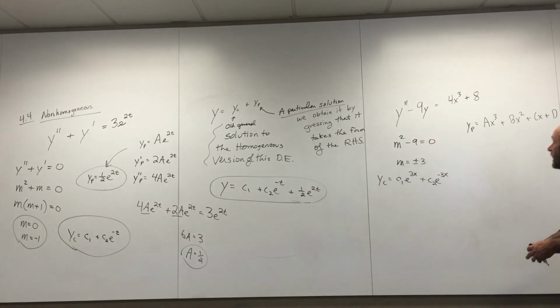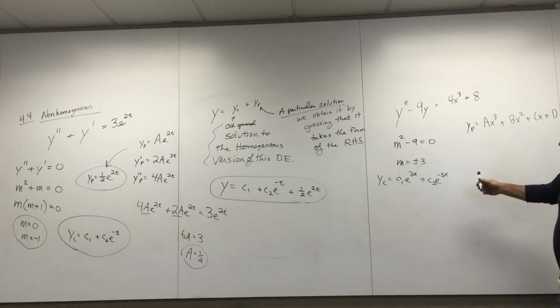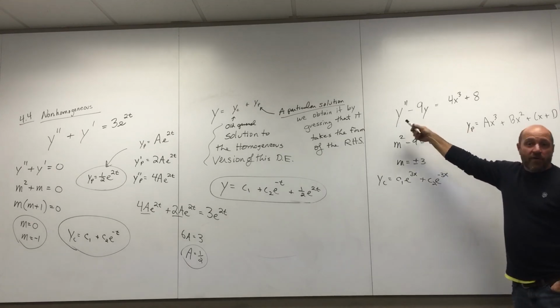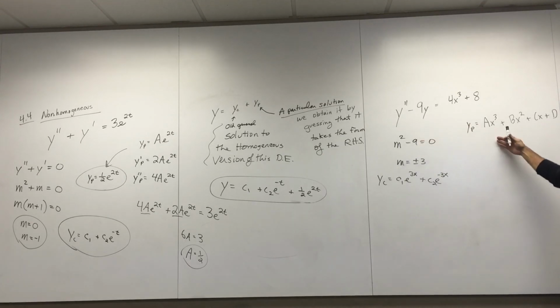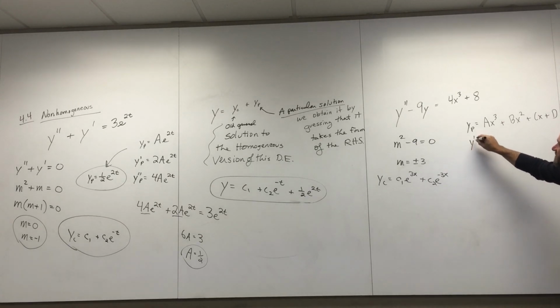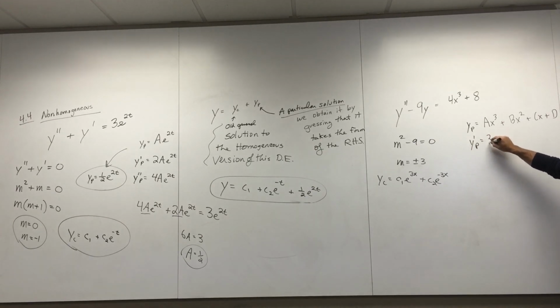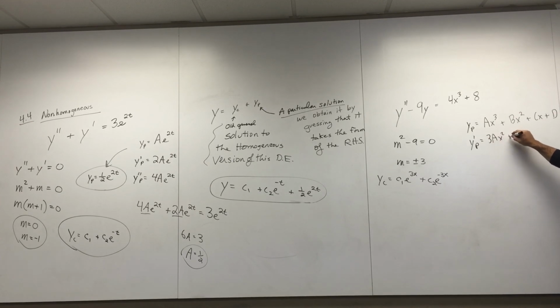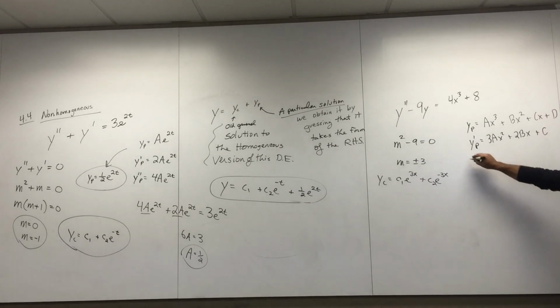I don't really need y prime, I guess, but I need y prime to get to y double prime. So I need y prime. Y prime is 3a x squared plus 2bx plus c. You guys okay? And then y double prime.